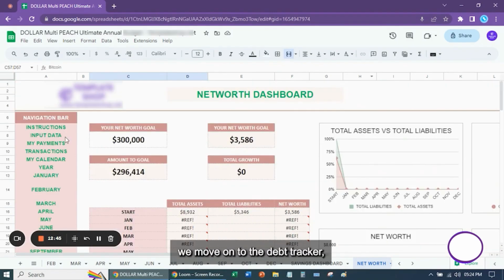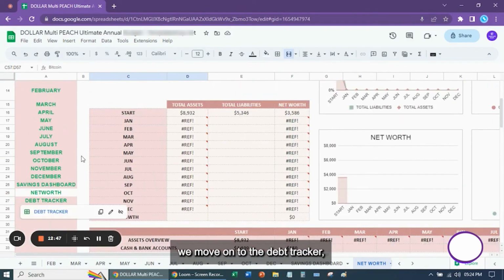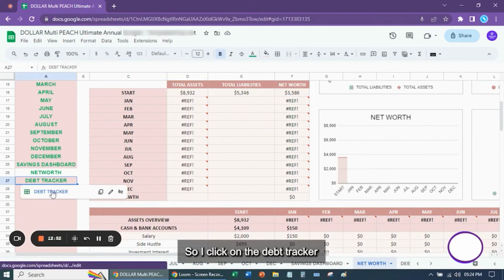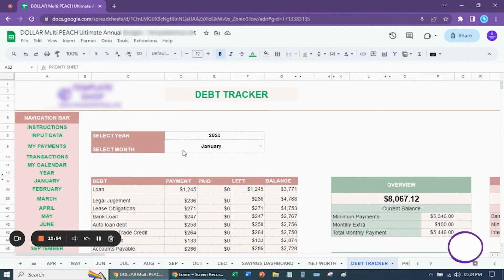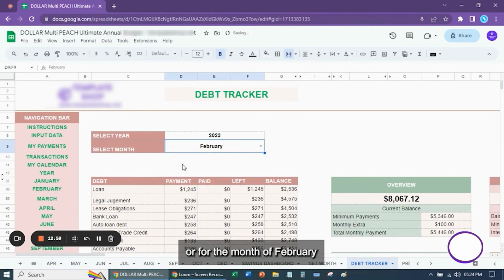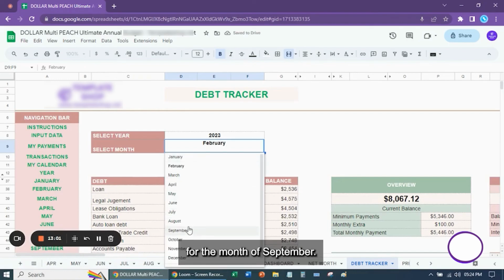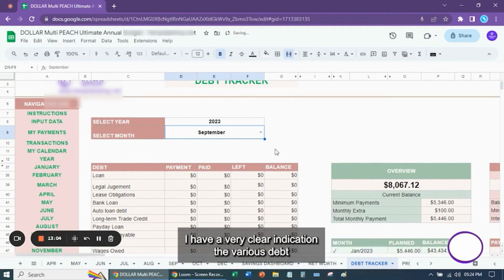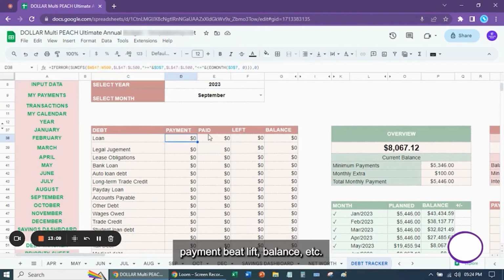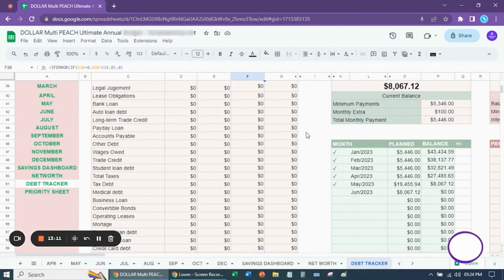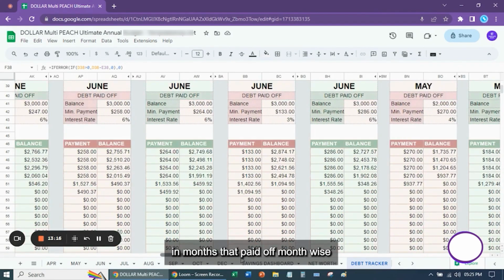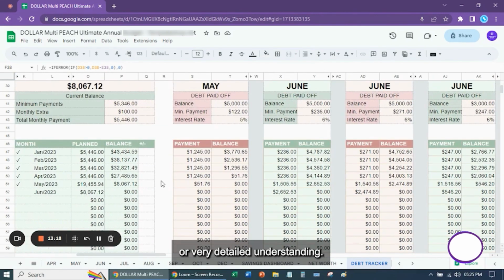Further on, we move on to the debt tracker, which is certainly going to be important. So I click on the debt tracker for the month of January or for the month of February. For the month of, say, September, I have a very clear indication of the various debt, payment, paid, left, balance, etc. in months, debt paid off, month-wise, a very detailed understanding.